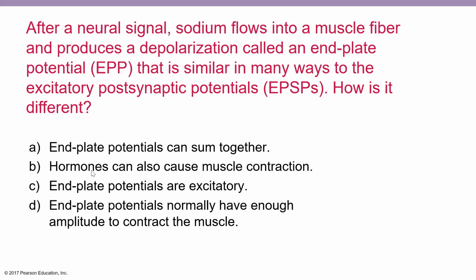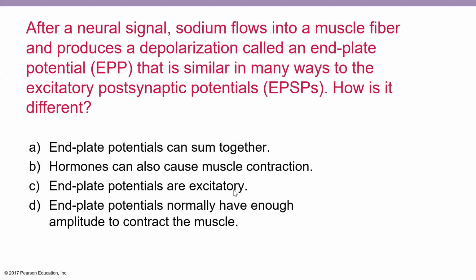Let's go through some of the other options. So end plate potentials can sum together, so can EPSPs because they're graded. Graded potentials have the ability to sum. Hormones can also cause muscle contraction. This one is not true, okay? So acetylcholine is the only neurotransmitter that can bring about muscle contraction, and it's not a hormone. So when we talk about hormones, we're speaking about norepinephrine and epinephrine, and those are not involved in any way at all in the somatic nervous system or the neuromuscular junction.